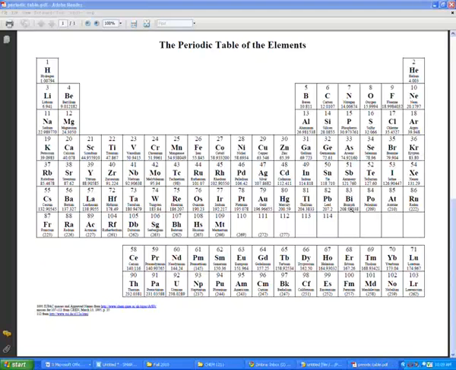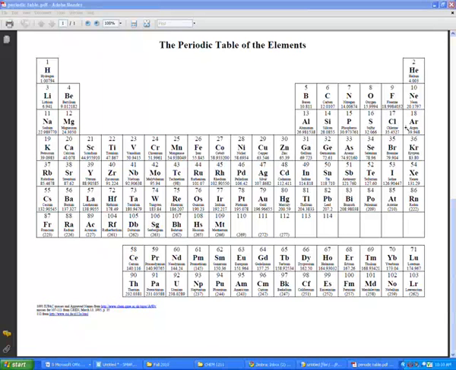Hello everybody. In this video I want to talk about the concept of the atomic mass and how to determine it. The atomic mass is an important part of every element in the periodic table, and we've got the periodic table right here. Notice all these numbers along the bottom of the periodic table. These are the atomic masses.